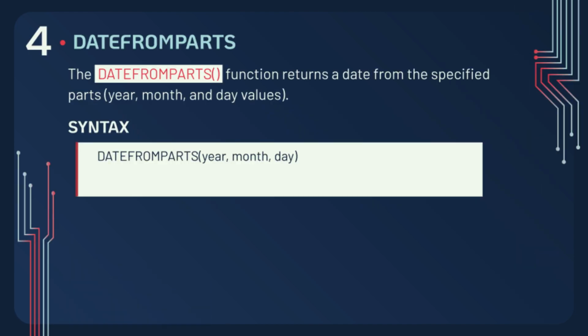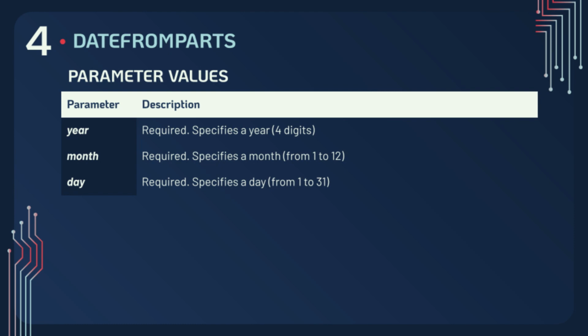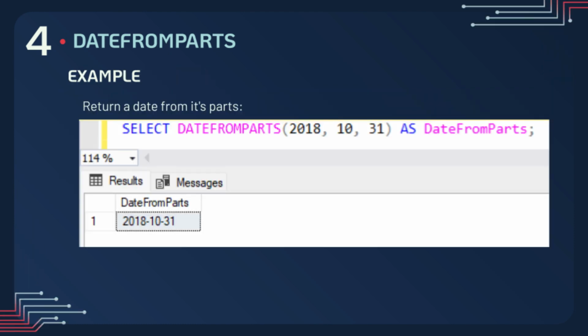DATEFROMPARTS. The DATEFROMPARTS function returns a date from specified parts: year, month, and day values. Syntax is DATEFROMPARTS(year, month, day). So the parameter values are year, month, day. The example is SELECT DATEFROMPARTS(2018, 10, 31). So the result will be 2018-10-31 because it's trying to return a date from its parts. There's nothing special in this example. It's like returning a date from its parts.